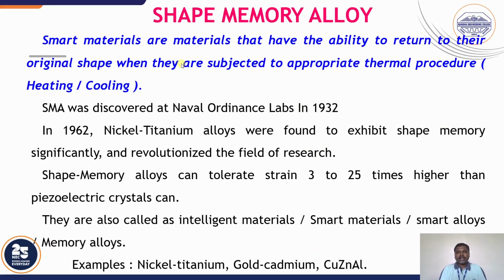So first, what is meant by SMA material? Smart materials are materials that have the ability to return to their original shape when they are subjected to an appropriate thermal procedure like heating and cooling. So with SMA material, whenever you give it a temperature change and heating, the structure does not change. SMA was discovered in the era of 1932. Later, in 1962, nickel titanium alloys were found to exhibit shape memory significantly and revolutionized the field of research.